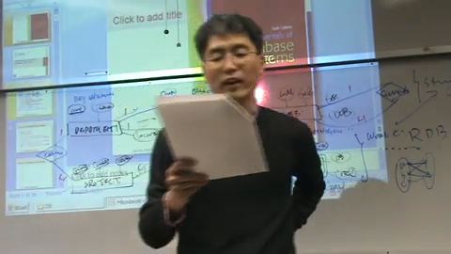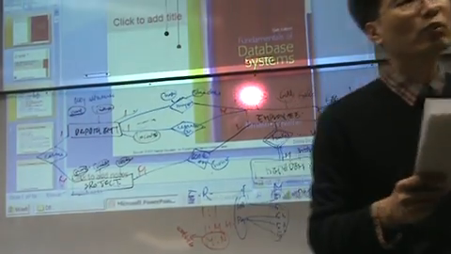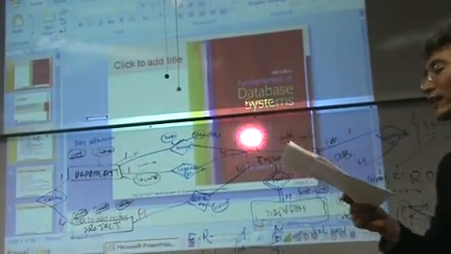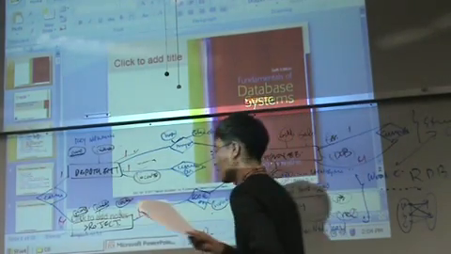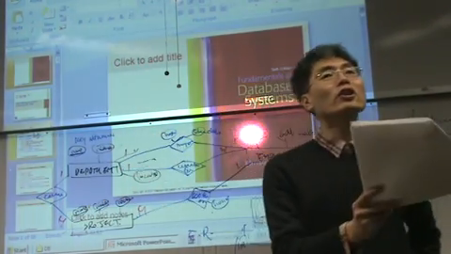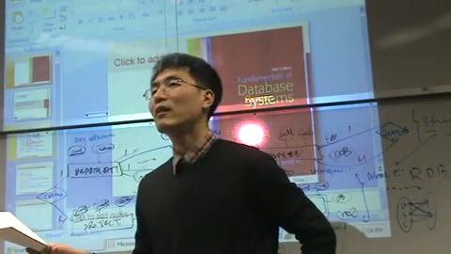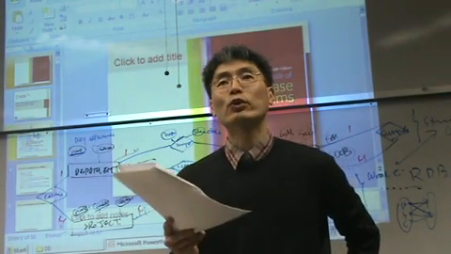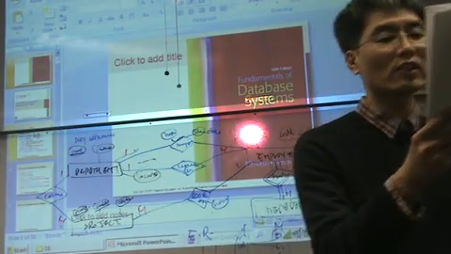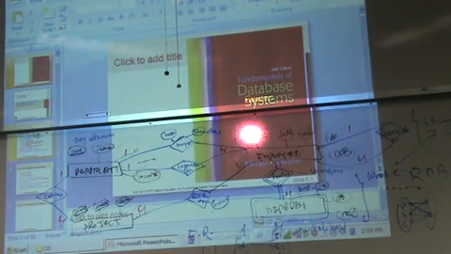Okay? Then, the attribute, we can use an oval and connected line. And in case of key attribute, we can use the underline. Such as locations or colors, multi-value, we can use a double oval. There is one more thing, which is composite attribute.